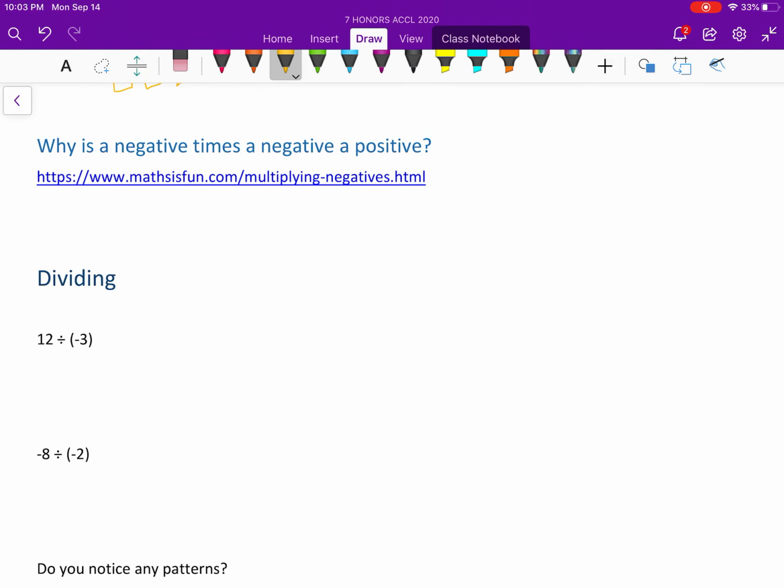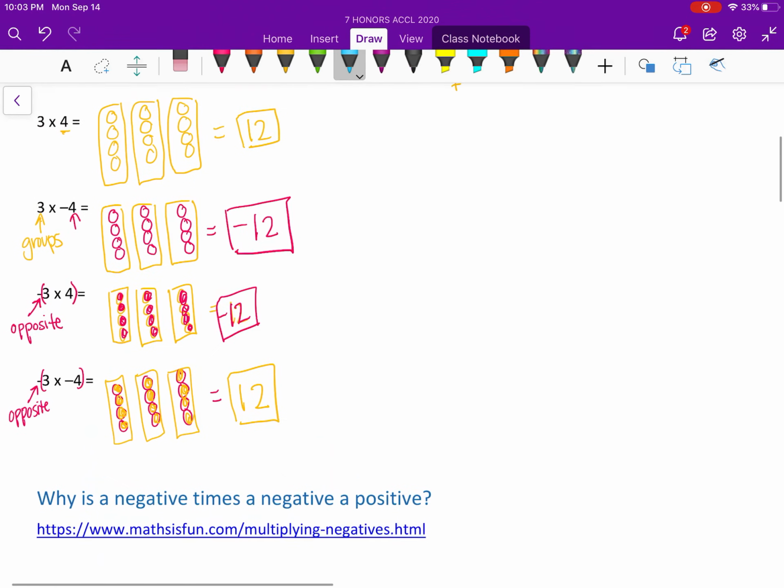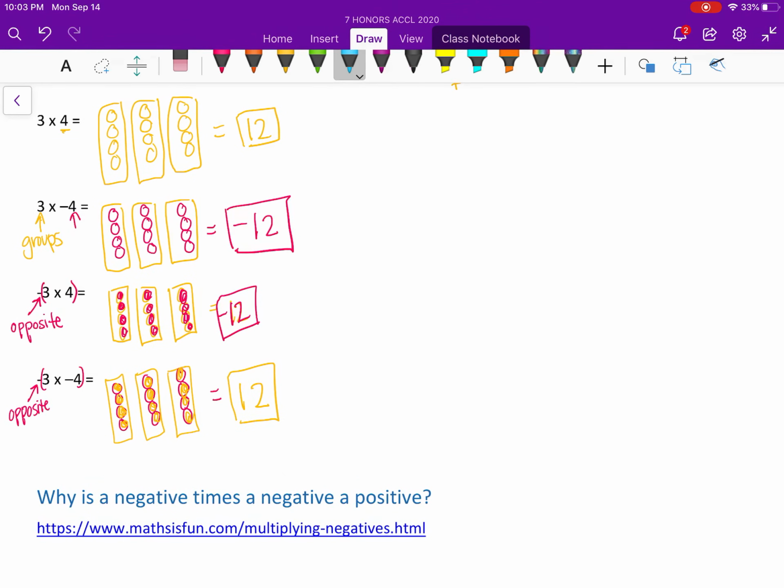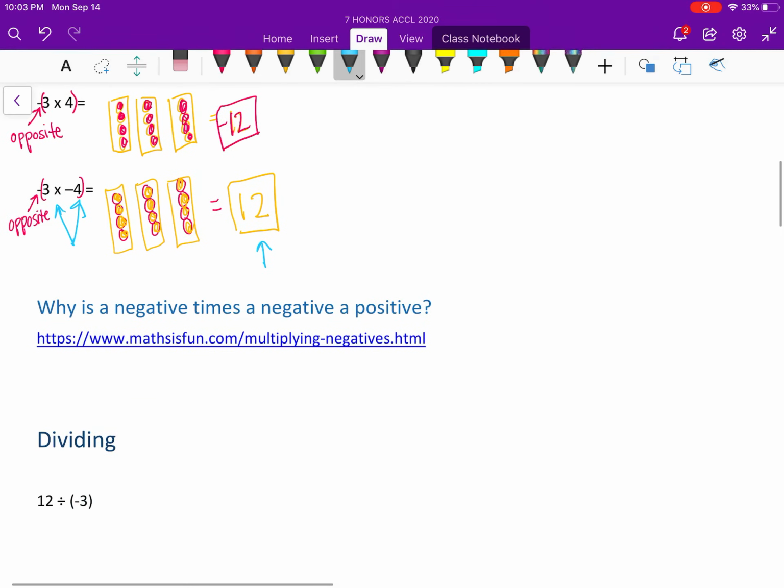So next, if we were doing this in class, we would click on this link and we'd go ahead and look at why a negative times a negative is a positive. As you could tell up here, we had 2 negatives, negative 3 times negative 4, and it ended up being a positive. But why does that happen?